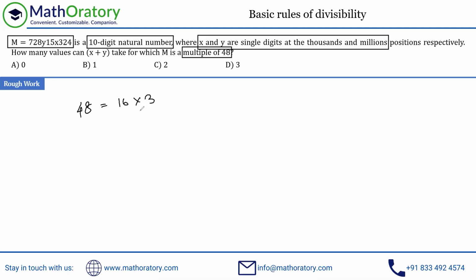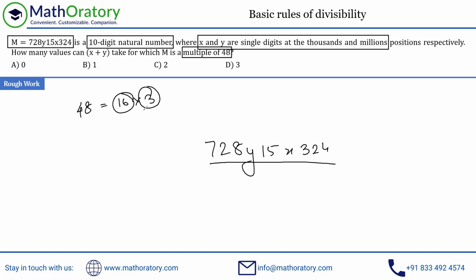So the idea is for this number, let me rewrite this: 728y15x324. Oh, there's a trap out here. But anyhow, I just discussed whatever I noticed. So this thing has to be divisible by both 16 and 3 in order for this M to be divisible by 16 into 3, that is 48. I mean, not necessarily 16 into 3, the LCM of 16 and 3. But because they're co-prime, the LCM is the product. So that's what you need to do.